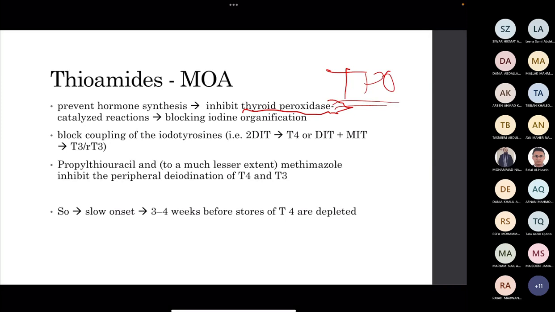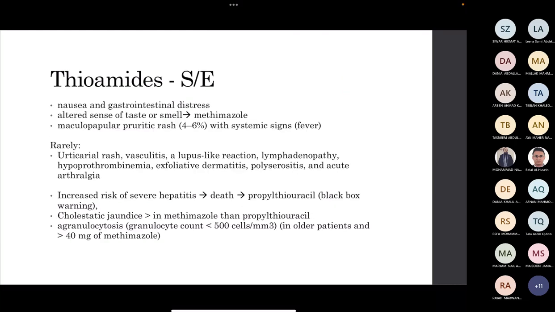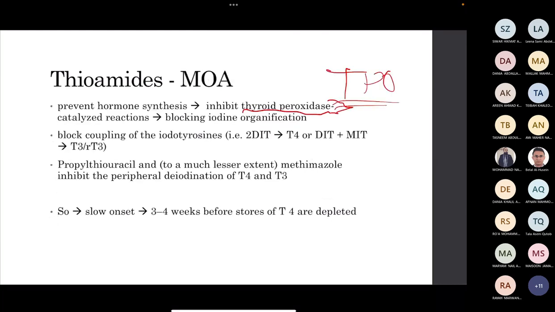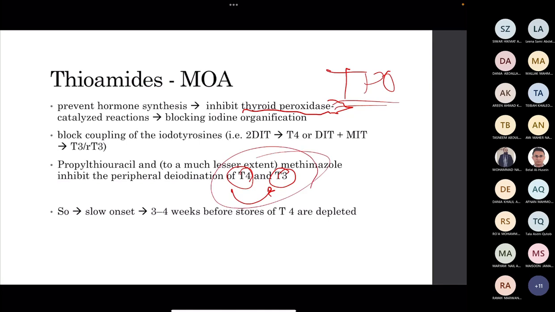Also it could inhibit the coupling of DIT with DIT to form T4, or MIT with DIT to form T3 or reverse T3. Now propylthiouracil, mainly and more than methimazole, inhibits the peripheral conversion of T4 to T3. There is an enzyme we mentioned, 5 prime deiodinase, which removes the iodide from T4 and converts it to T3 or reverse T3, and this is responsible for the activation of the T4.